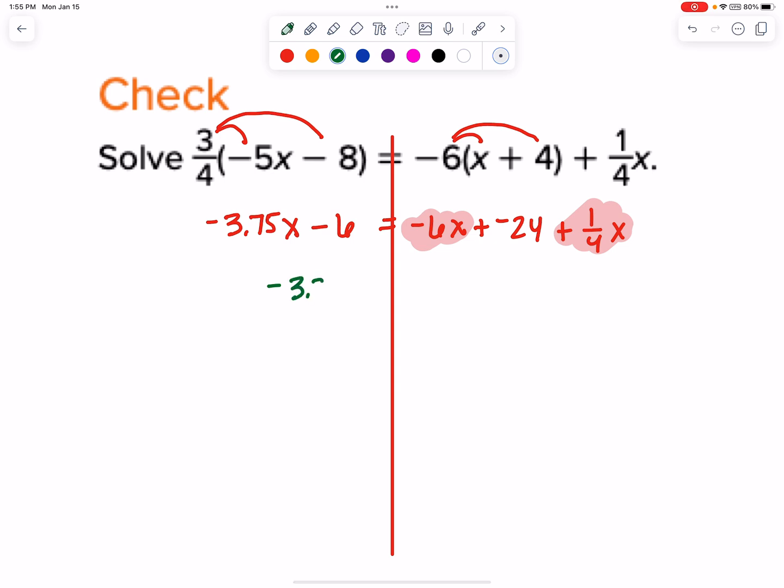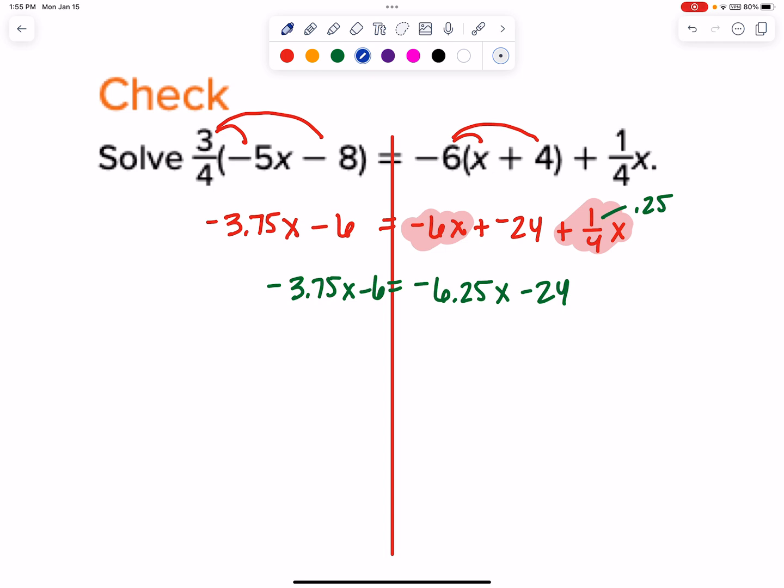So we got to get that set. Negative 3.75x minus 6 equals, the 1/4 is just 0.25, so I'm going to go ahead and do negative 6.25x minus 24. Okay, then we're not even dealing with the fractions anymore, which makes us not have to worry about like terms, common denominators or things like that. All right, let's go ahead and start moving some things around here.